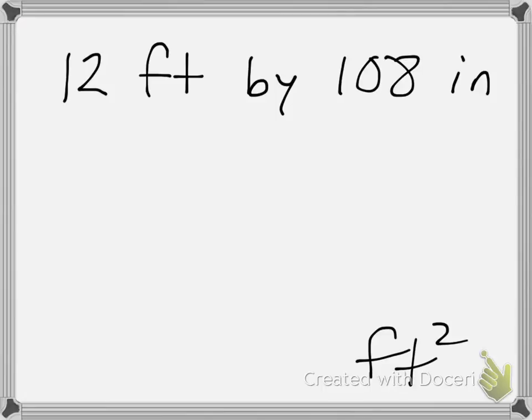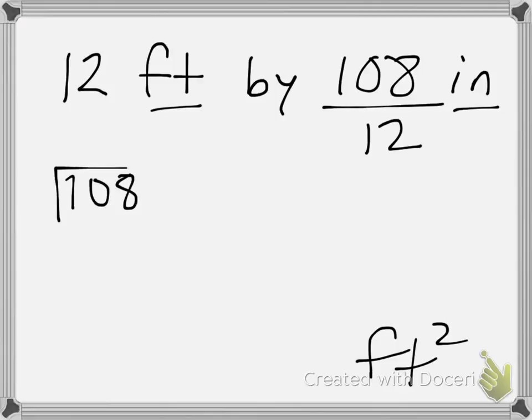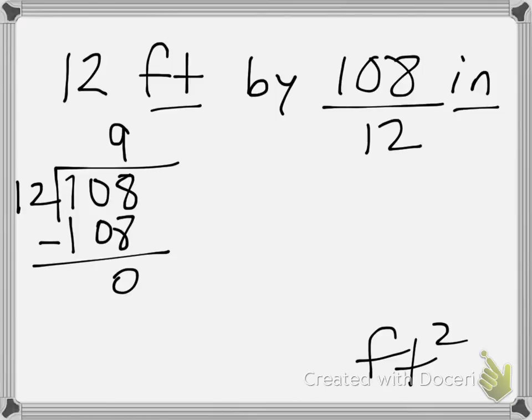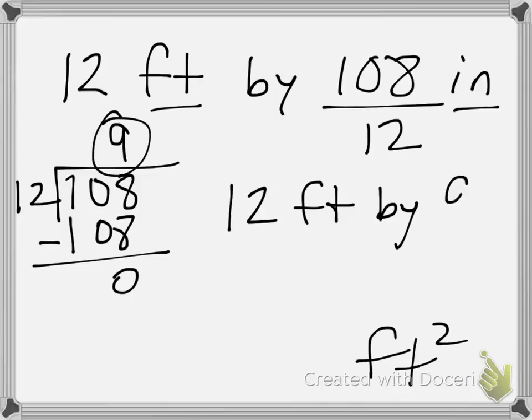If we notice, this is already in feet, we need to get this one to feet. If we're thinking about it, 108 inches, we're going to divide that by 12 to make that feet. So 108 divided by 12, 12 goes into 108 9 times, and it goes in evenly. So really, this is 12 feet by 9 feet.